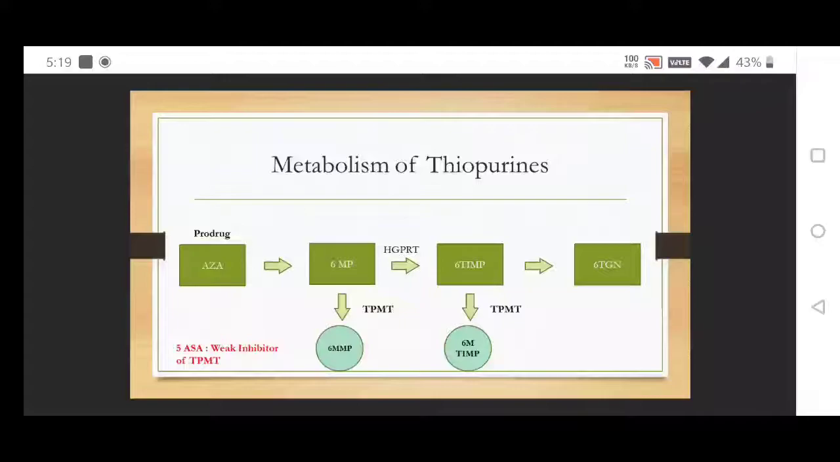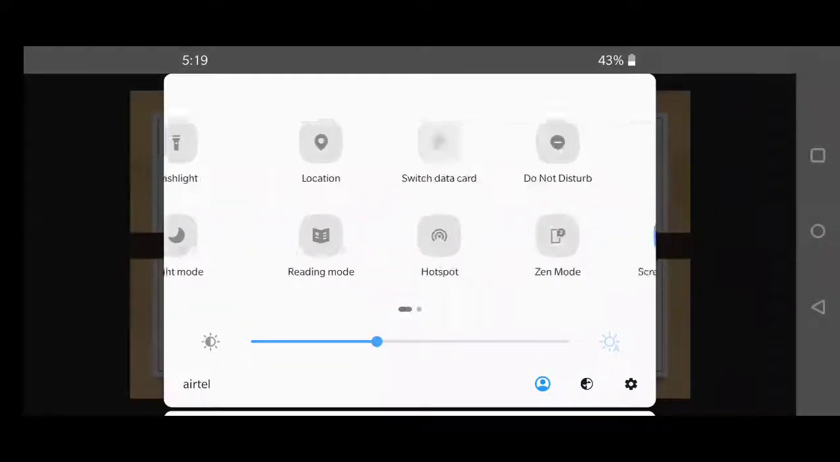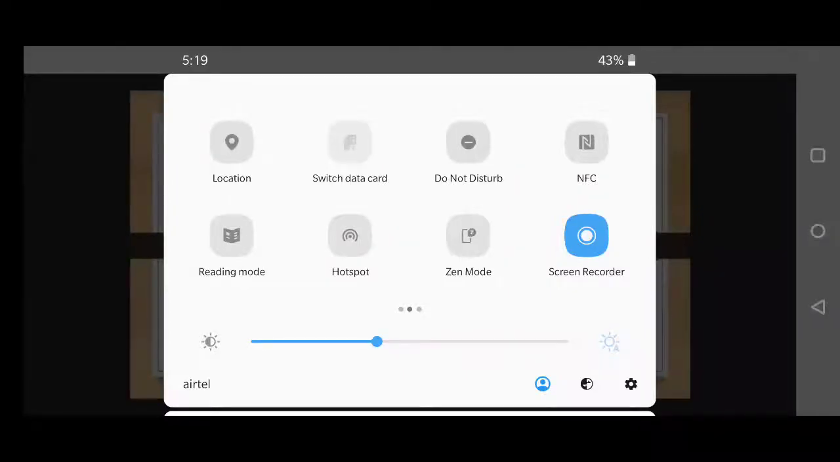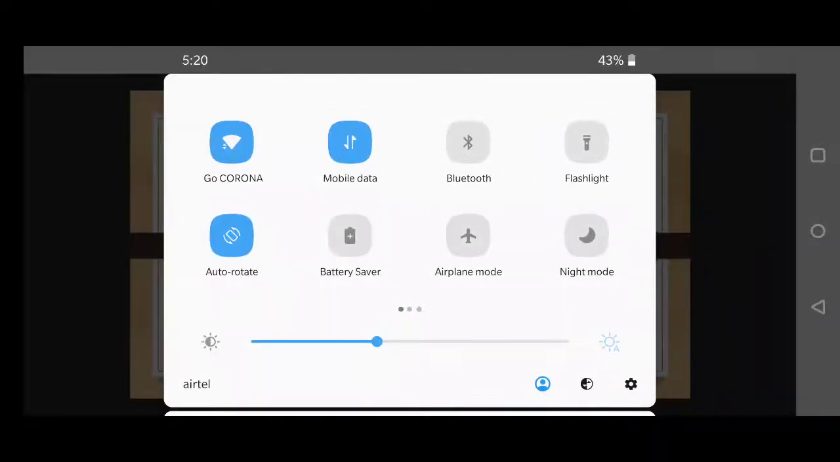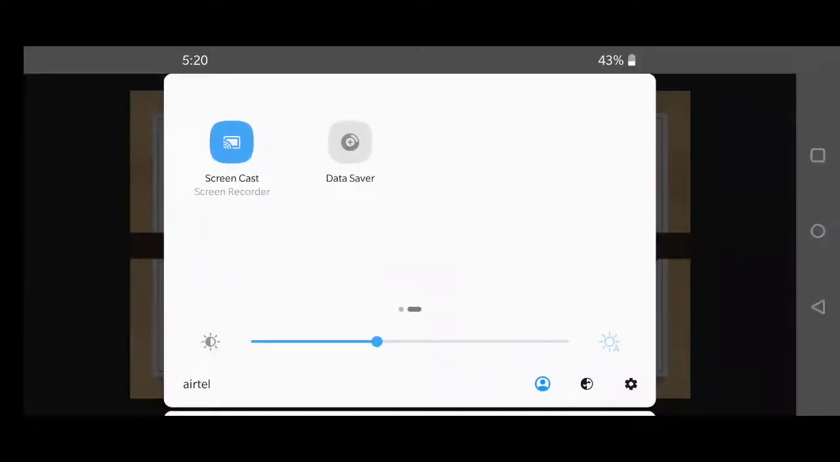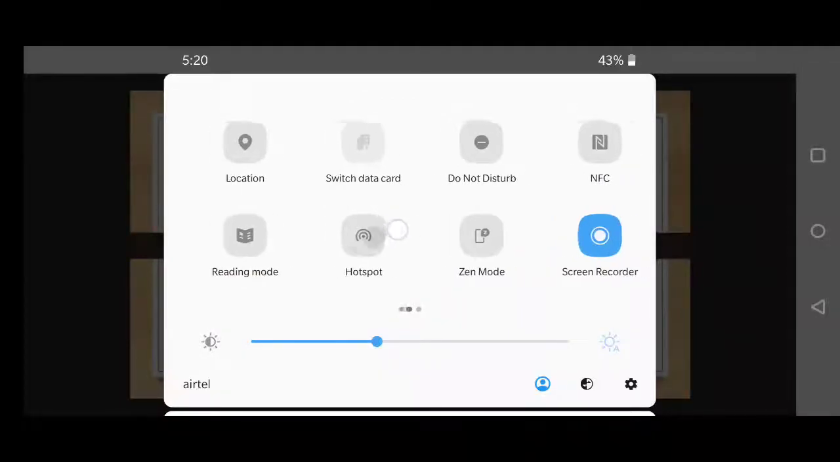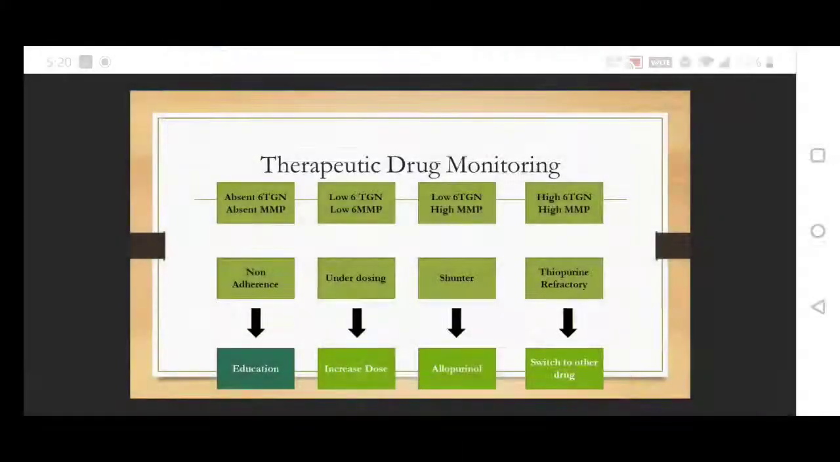On the other hand, if you have very high levels of 6-MMP as compared to 6-TGN, then you know that there is active shunting going across, and you have to block this shunt. So for therapeutic drug monitoring, if you have access to that, there can be 4 clinical situations. One is there are absent levels of both these metabolites, 6-TGN and 6-MMP, and that's very obvious that the patient is not taking the drugs.